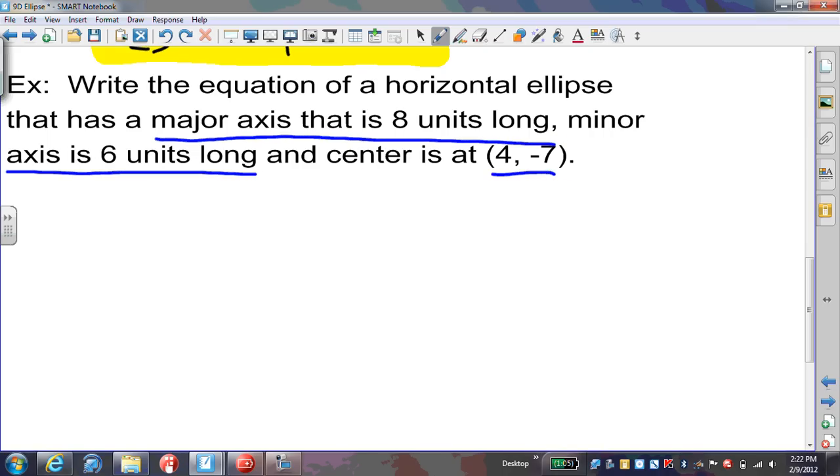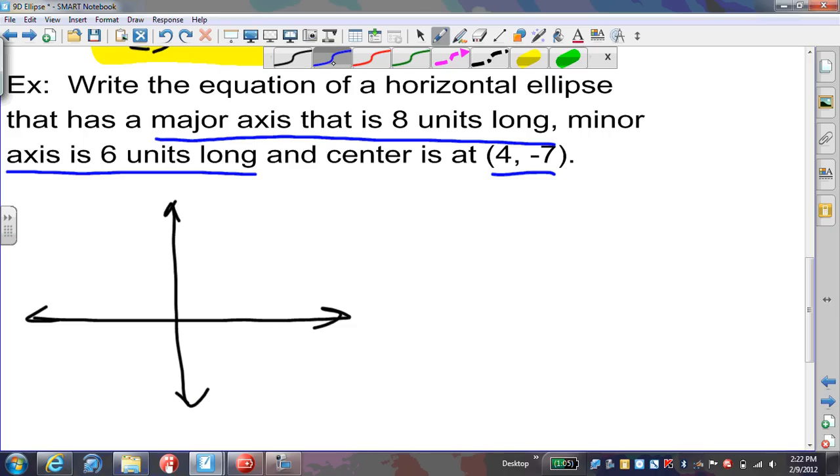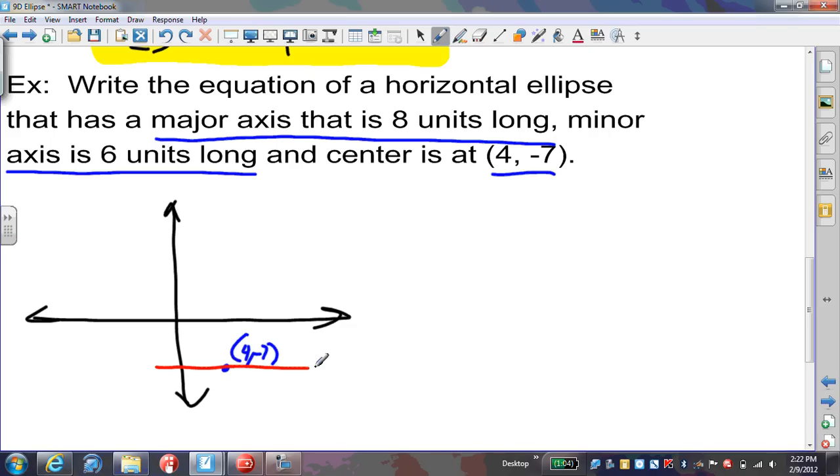So I'm going to go ahead and start with an axis. Okay, so there's my xy. Then we're going to graph the center of 4 comma negative 7, which is going to be right about here. It says we have a major axis that is 8 units long, and it's horizontal, so the major is going to go left and right. If the whole thing is 8, we're going to go 4 to each side.